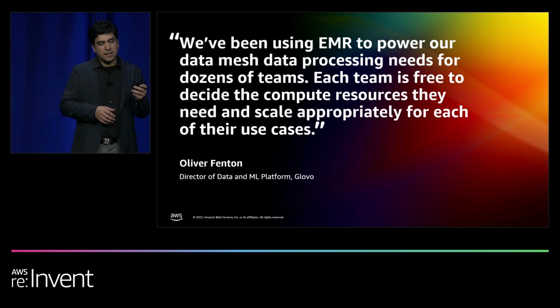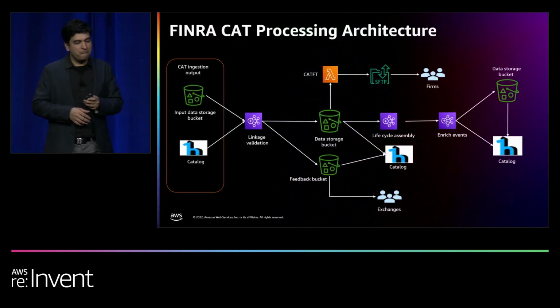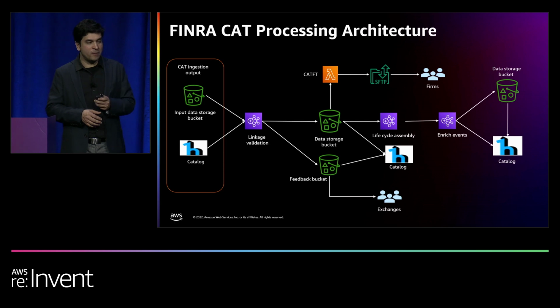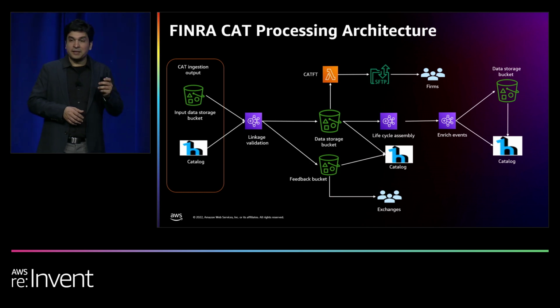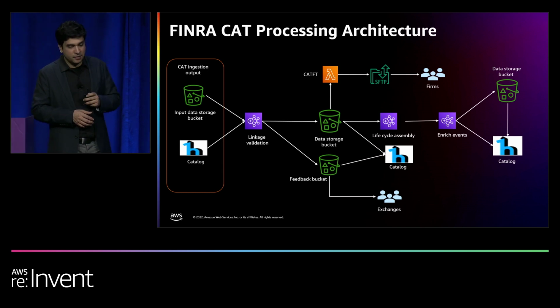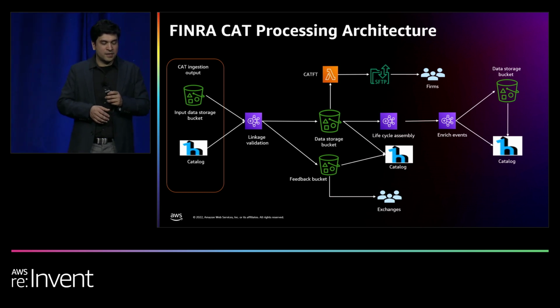Now let's look at a use case. This is a workload from a customer, FINRA. This workload is called CAT. And this workload processes trillions of market events every day and then reports errors to firms and exchanges. This workload end-to-end has a very aggressive SLA of 4 hours.